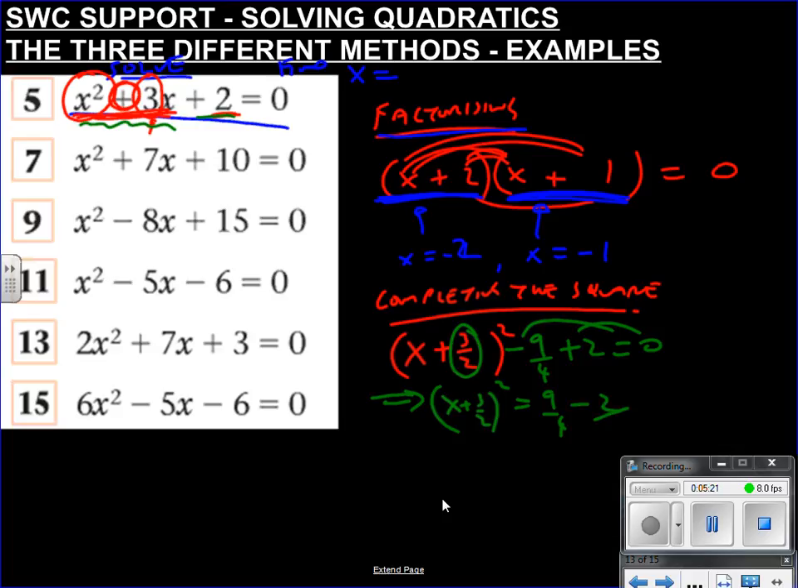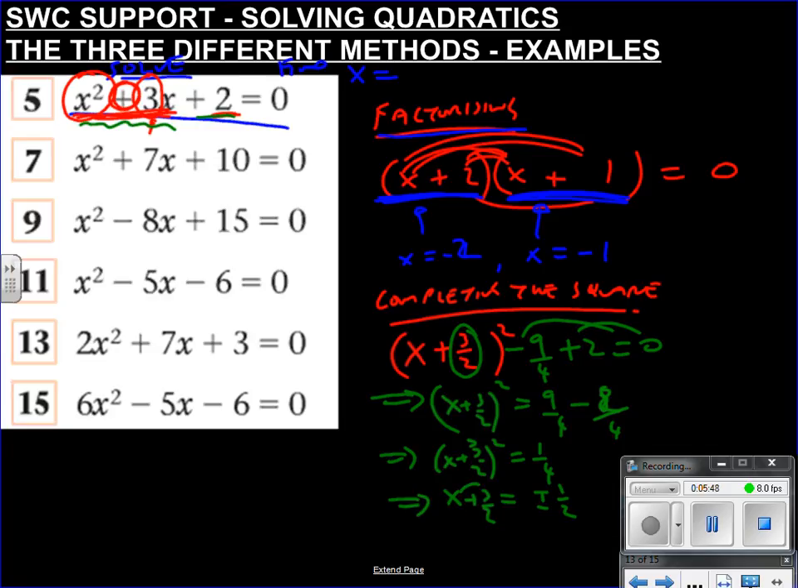Minus 2 is the same as 8 over 4. So therefore I get (x plus 3 over 2) squared equals 9 over 4 minus 8 over 4, which is 1 over 4. So now I can square root both sides. If I square root both sides, I get x plus 3 over 2 equals plus or minus the square root of 1 over 4, which is a half.